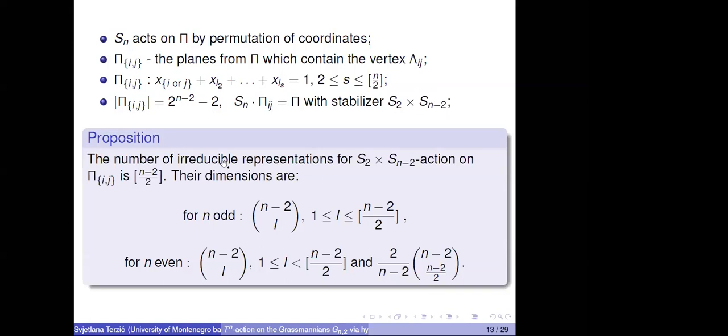So we can decide the number of irreducible representations for this action of S2 times S_{n-2} in this space. The number is this, and the dimensions for n odd are this, and for n even are this. This actually enables us to describe (n-2)-dimensional polytopes, to describe their numbers and the numbers of vertices.